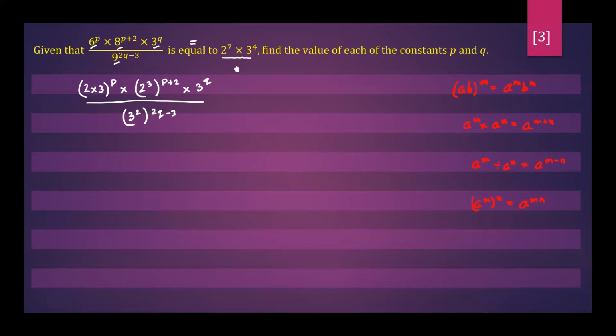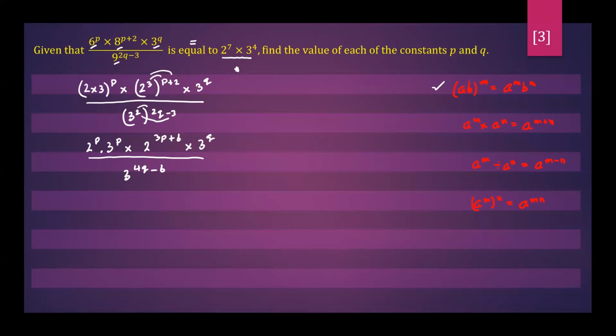So at the next step, we'll expand our powers. We have (2 times 3) to the power P, which is the same as 2 to the power P times 3 to the power P. That's using rule 1 here. Multiplied by 2 cubed to the power P plus 2. So we'll multiply out our power here. We'll have 2 to the power 3P plus 6 times 3 to the power Q divided by 3 to the power 2, and then we'll multiply out our powers here. So we'll have 4Q minus 6 for the power.